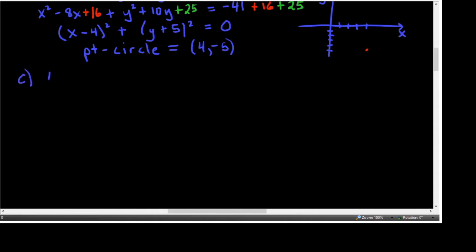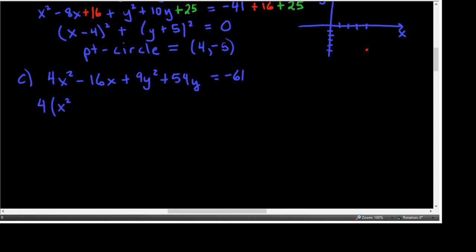4x squared minus 16x plus 9y squared plus 54y equals negative 61. Okay, this has the form of an ellipse because the coefficients of x squared and y squared are the same sign but different numbers.